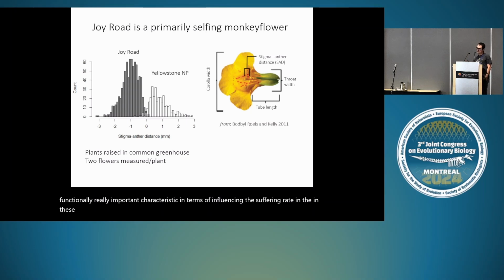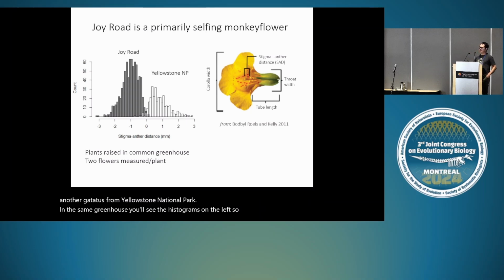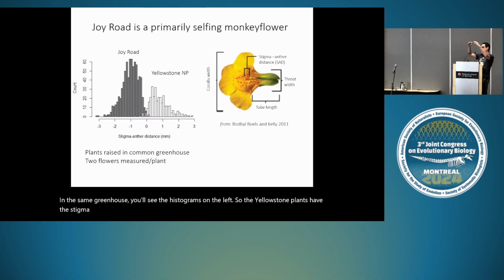If you measure that distance in two different populations, Joy Road and another Guttatus from Yellowstone National Park, in the same greenhouse, you'll see the histograms on the left. The Yellowstone plants have the stigma above the anthers, okay? This makes selfing unlikely, whereas the Joy Road populations have the opposite orientation. The anthers are above the stigma, causing self-fertilization readily.